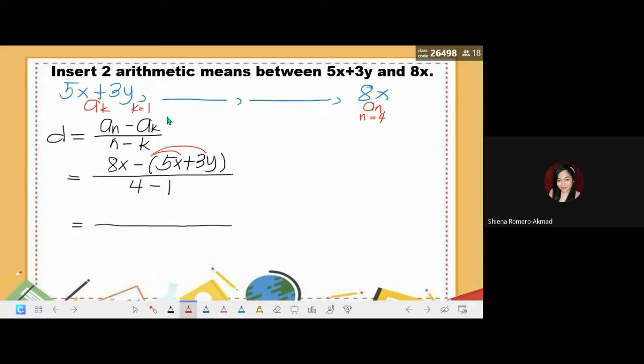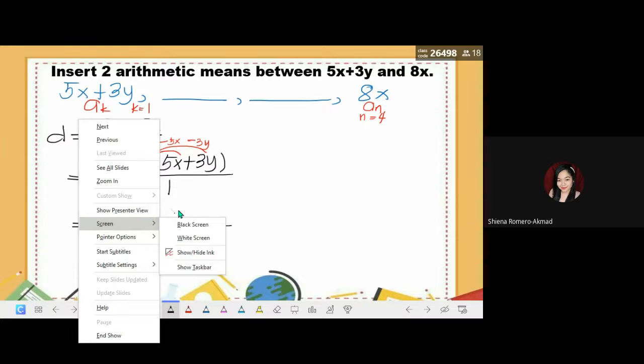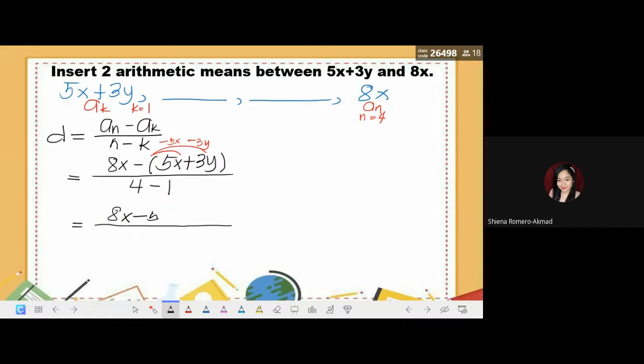Magiging negative 5x, negative 3y. Kasi minultiply natin sa negative number. Negative 3y. Ayan. So, magiging 8x minus 5x minus 3y. Divided by 4 minus 1 is 3.